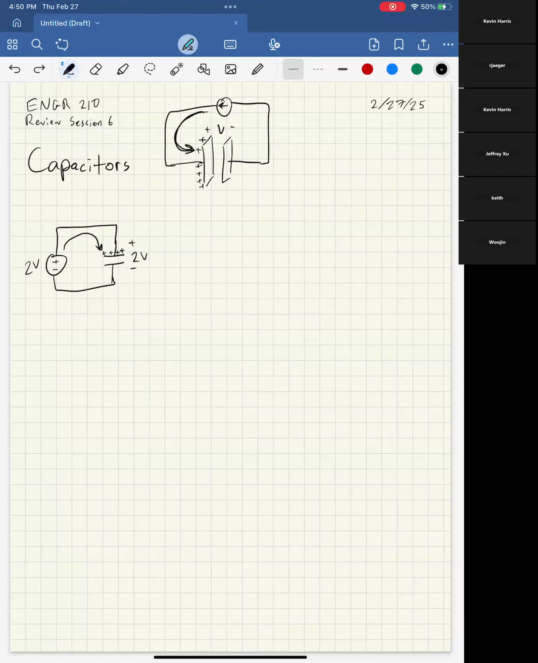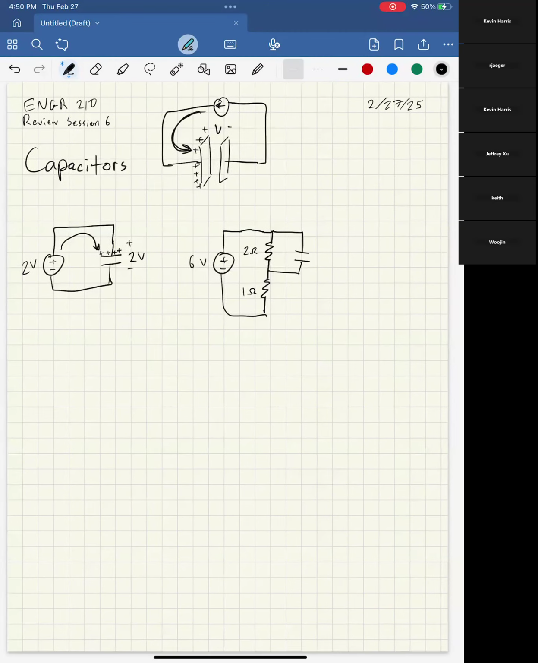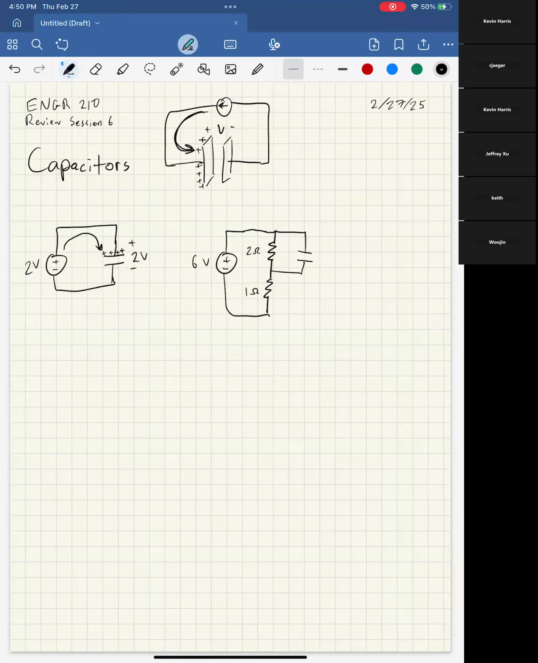But one more example, which is actually a much better example. We have a voltage source and a resistor and a resistor, and across one of the resistors, we put a capacitor. I'll make up some values here. Let's say this is 6 volts, this is 2 ohms, and this is 1 ohm. And we want to say, what will the voltage on this capacitor be as time goes to infinity? That means after the capacitor is fully charged, what is the voltage of the capacitor?